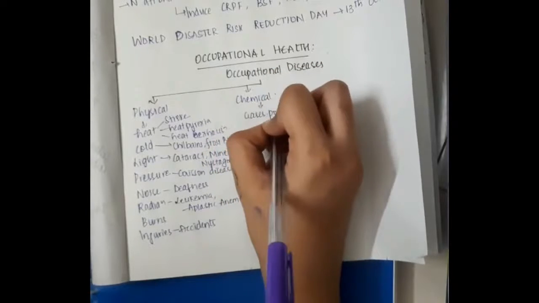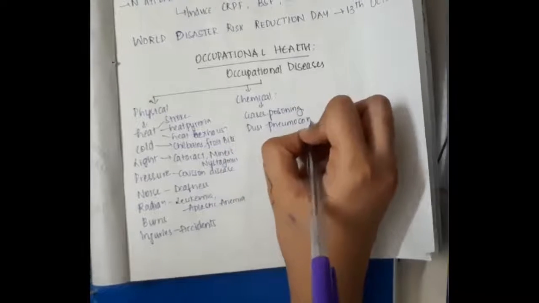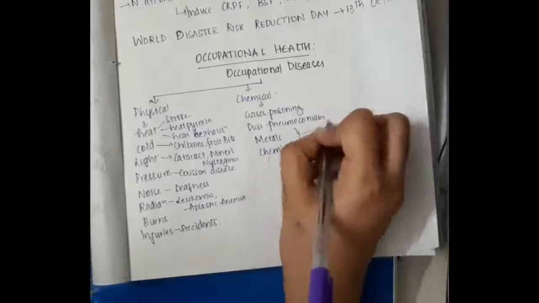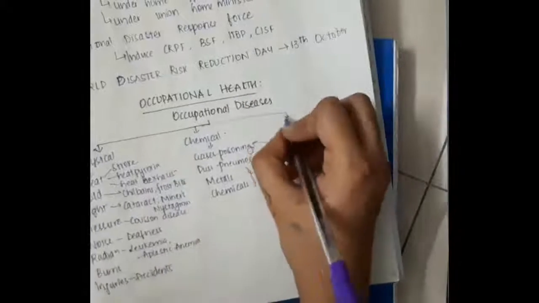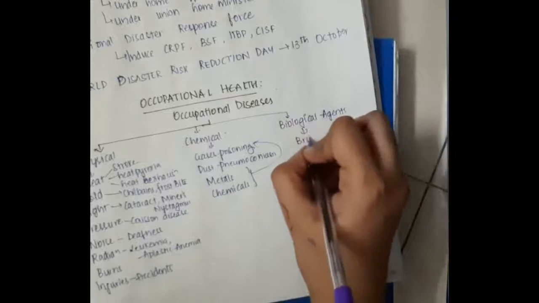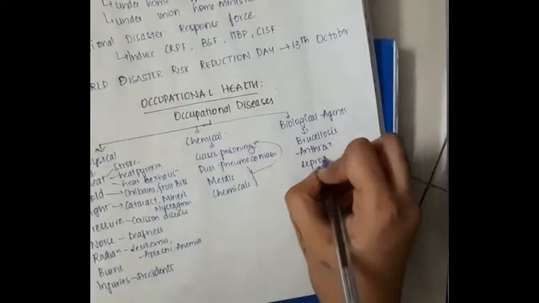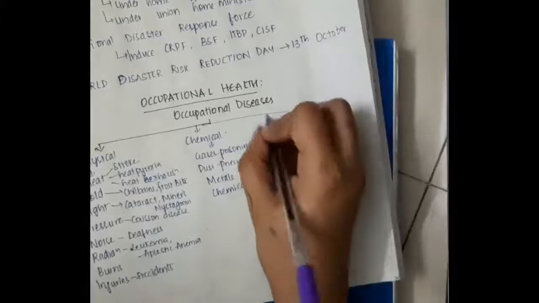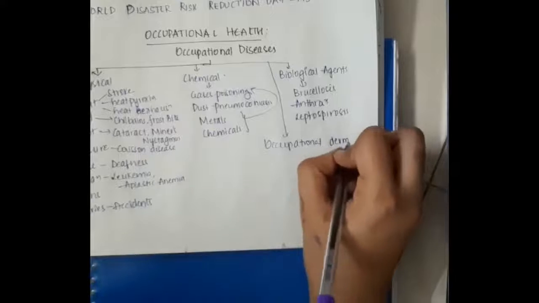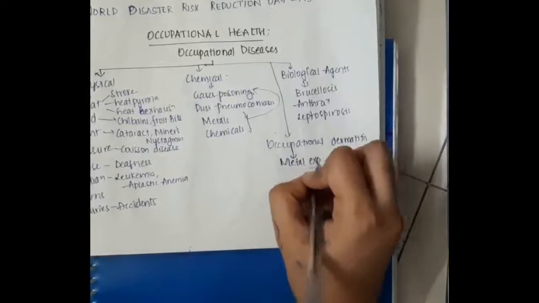Then those related to chemicals are gases, poisoning, dusts like pneumoconiosis, metals and chemicals again causing poisoning. Then we have biological agents which include brucellosis, anthrax and leptospirosis. This also includes occupational dermatitis which includes metal exposure.